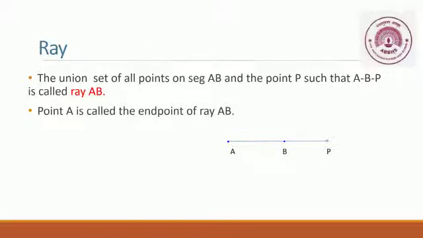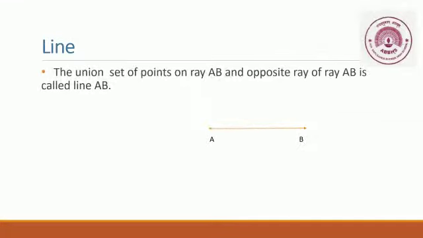And which is the endpoint of ray AB? Point A. That is, point A is called the endpoint of ray AB. Next is line. The union set of points on ray AB and the opposite ray of ray AB is called line AB.